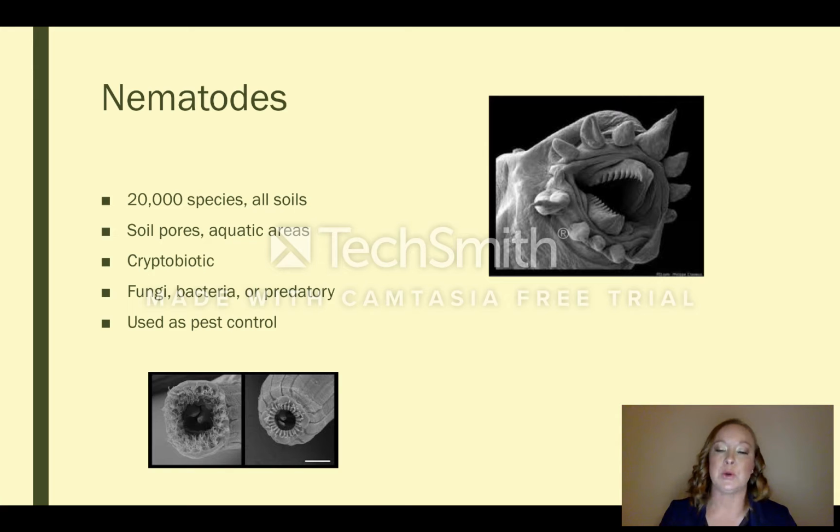Also, nematodes like to munch on fungi or bacteria, or they can even be predatory and munch on other nematodes. So this is a picture that I've included in the top right-hand corner. If you're a nematode and you see another nematode coming at you like that, you're probably going to go the other way.